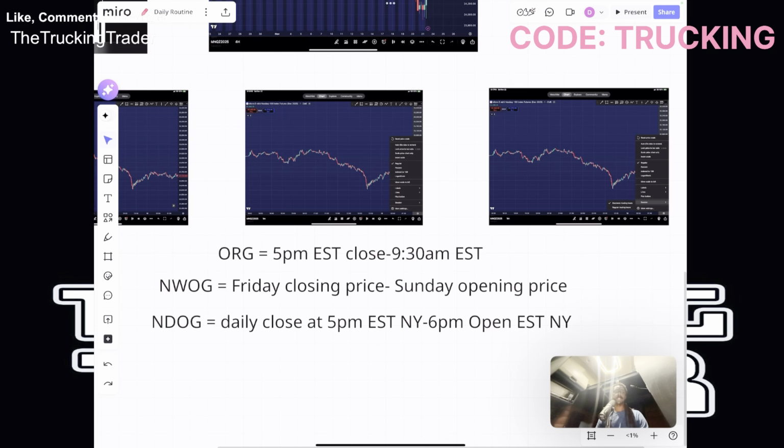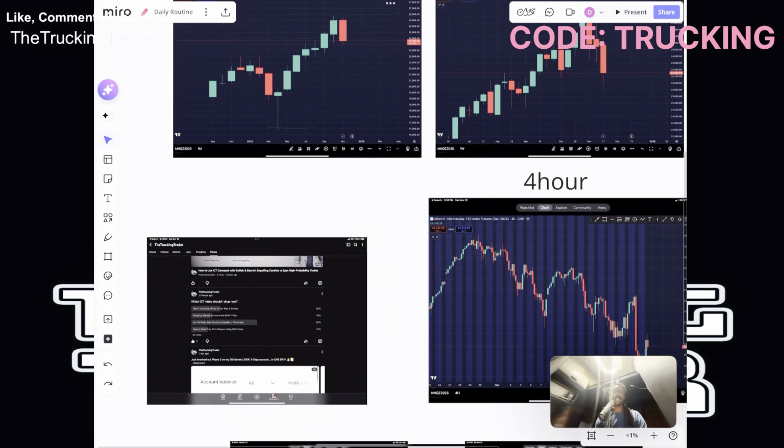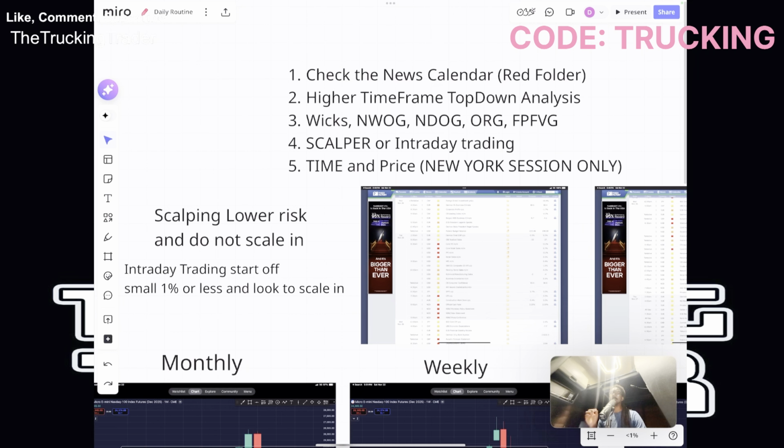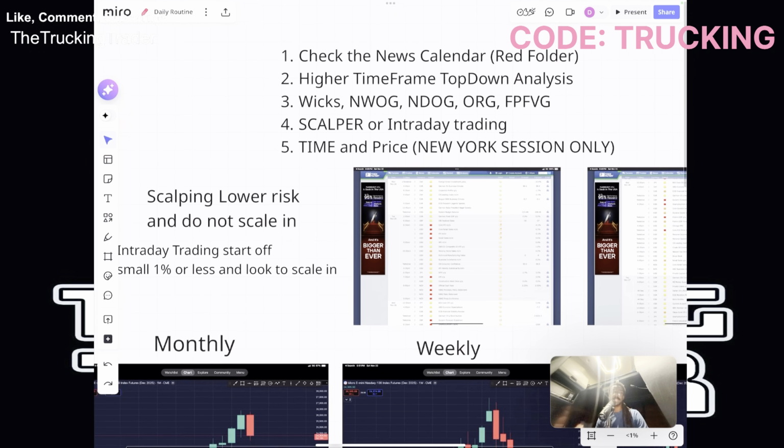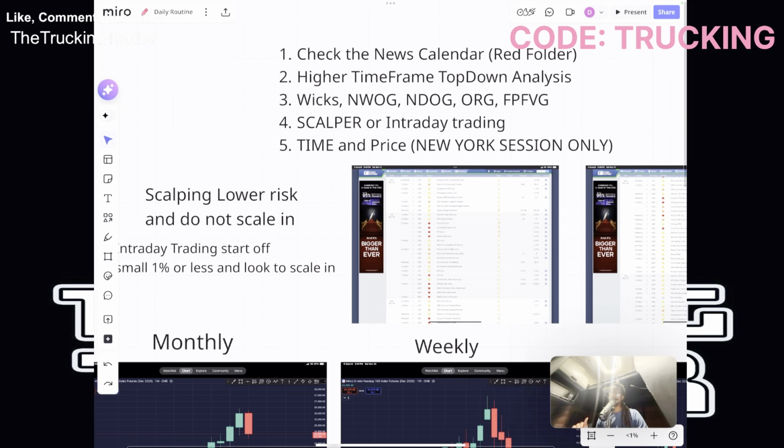Same thing. So these are some of the main PD arrays that I use, and I think that is very important, you guys. This is something that I wish ICT would have told me when I watched all of his videos, because he has a million different things you can use, and granted, you can use all of those things. You can use breakers, you can use order blocks, that's fine.